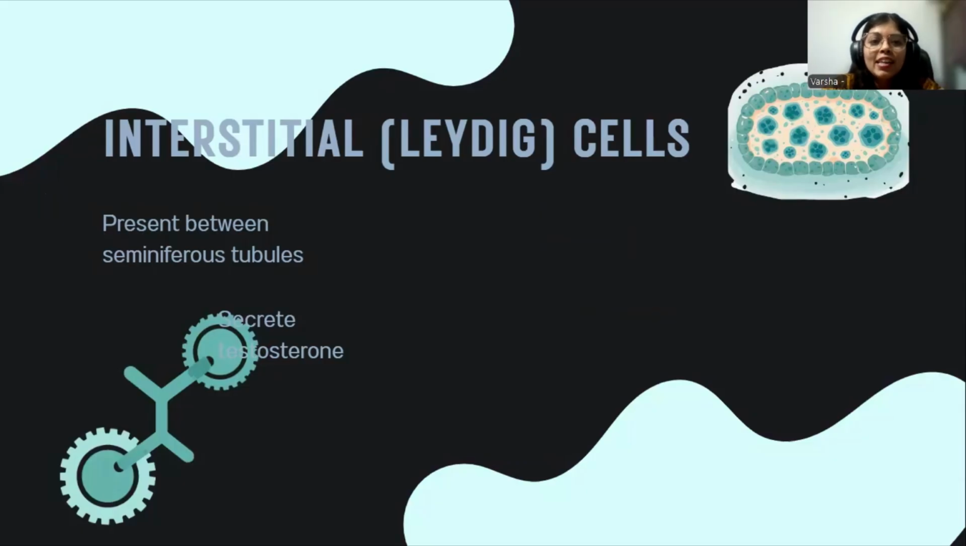Interstitial or Leydig cells. So outside the seminiferous tubule, we have Leydig cells. These cells secrete testosterone. Very important difference: Sertoli, support cell; Leydig, hormone cell. Students often mix this up, and you do not have to do that.